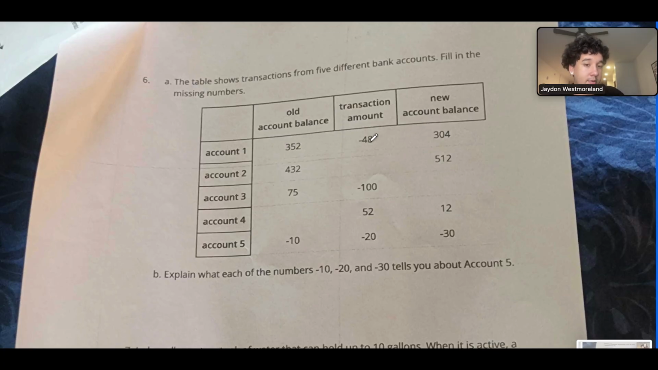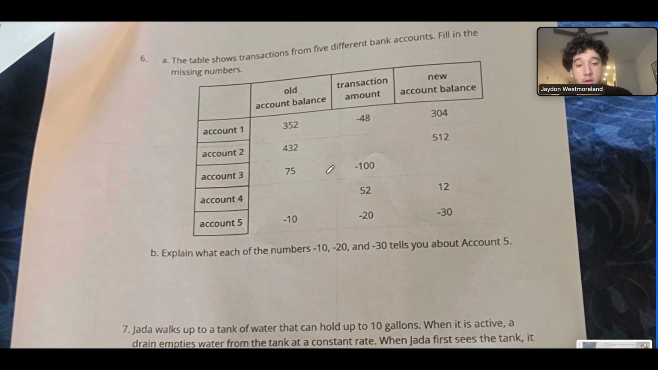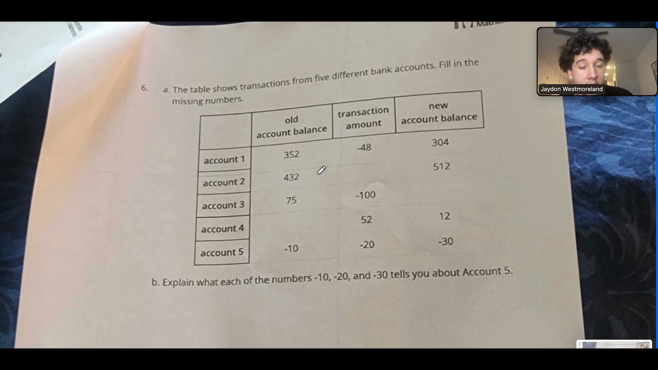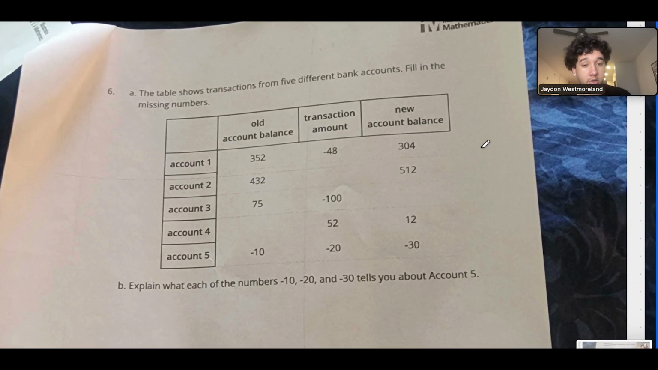352, for example, minus 48 equals 304. Okay, so 432 plus or minus some value must equal 512. Well, how do I find out what's happened here? Well, what I can do is I can do subtraction, right? I can find out the difference. So 512 minus 432.